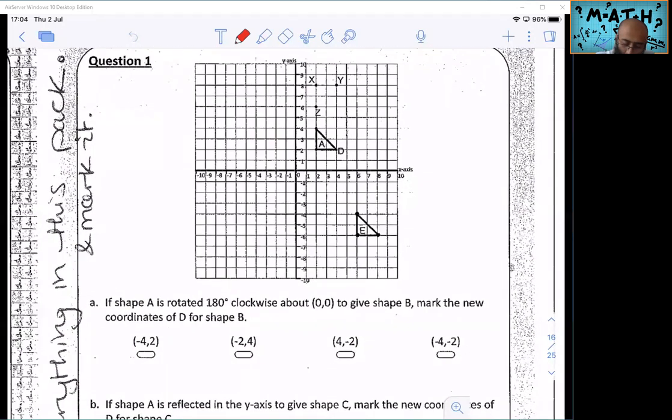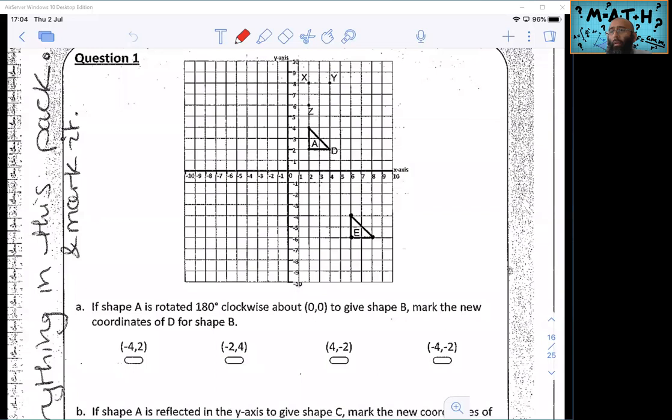Okay, so question 1. If shape A is rotated 180 degrees clockwise about 0, 0 to give shape B, mark the new coordinates of D for shape B. Okay, so shape A is rotated 180.